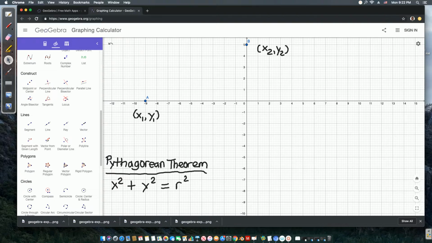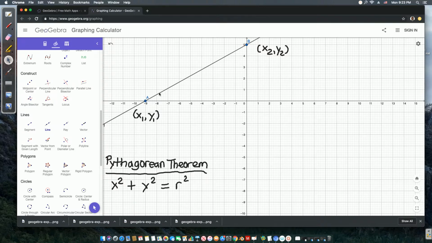For the first point we have the coordinates x1 and y1; the subscript 1 represents point 1. And for the second point we have x subscript 2 and y subscript 2, and that represents point 2. We're going to derive the distance formula, and we can just run a line through the 2 points.